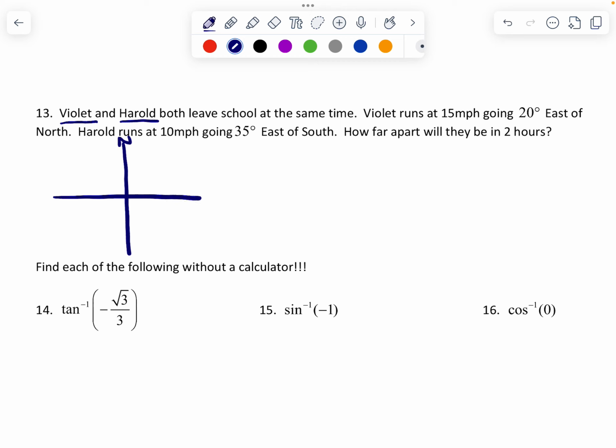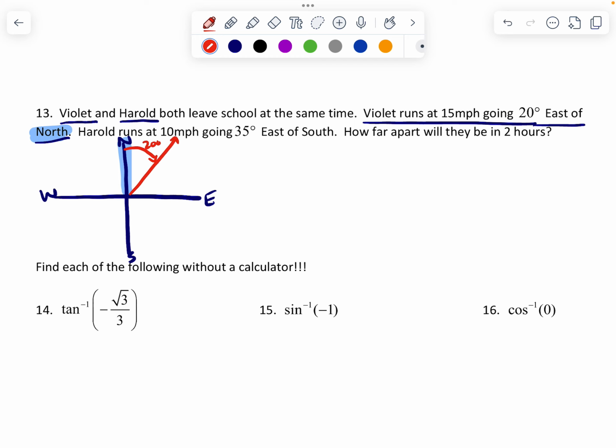Okay, but anyways, we've got this compass here. We've got north, south, east, and west, right? It says Violet runs at 15 miles per hour going 20 degrees east of north. So I need to figure out where this is. I'm going to highlight the second part, the north. If I want to go 20 degrees east of that, I'm going to the right direction. So I'm going 20 degrees east. So this right here is Violet.